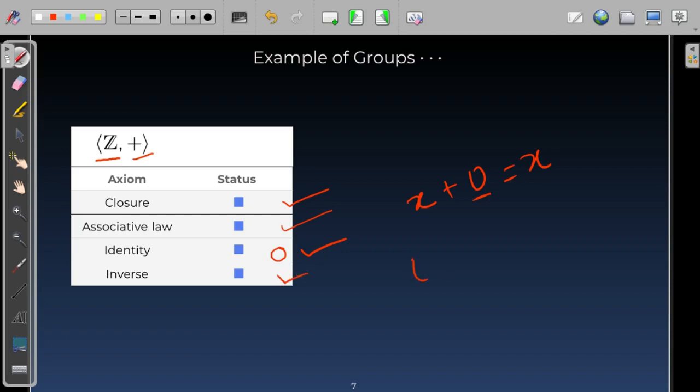For example, if the element is I, then the inverse of I is equal to minus I, and this is called the additive inverse of I. So for 3, the inverse of 3 is minus 3. The inverse of 0 is 0 only, minus 0 is 0. So the inverse of 1 is minus 1, the inverse of 3 is minus 3, the inverse of 5 is minus 5, and so on and so forth.